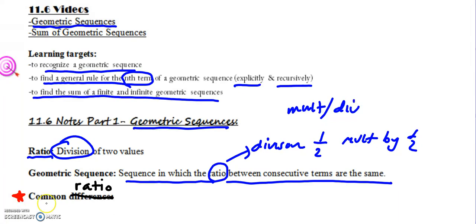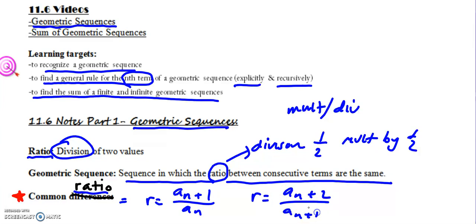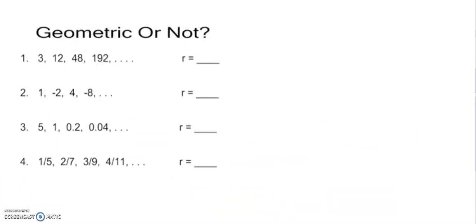Now there was a little typo. This should have said common ratio, not common difference, because we're talking about geometric. Symbolically, the ratio would be the next term divided by the previous term, and that ratio would be the same as the next term divided by the previous term again. So these two ratios would have to be the same in order for it to be geometric. Let me show you what I mean by that. Just like arithmetic, we want to decide if this is truly geometric or not.